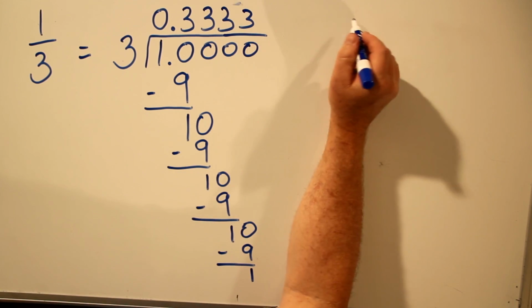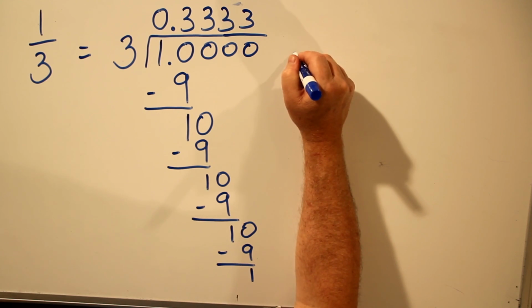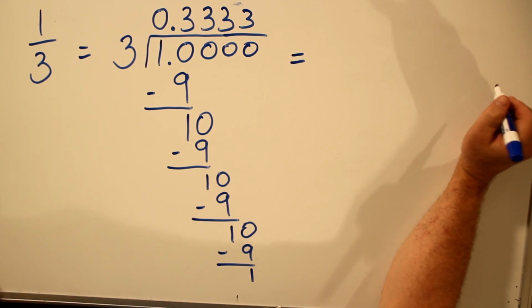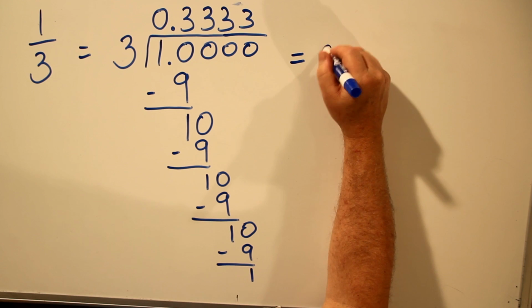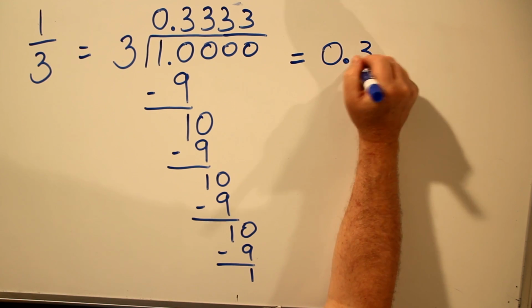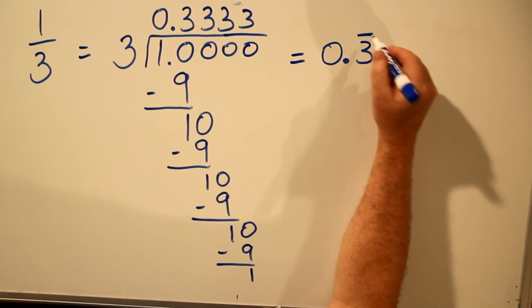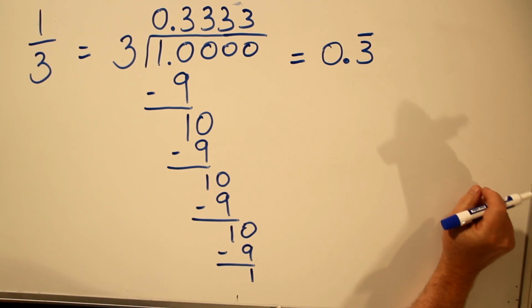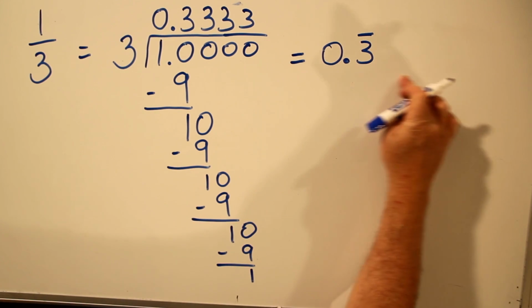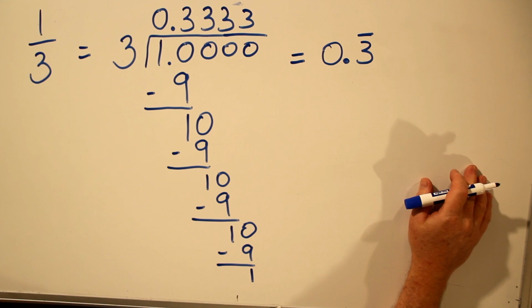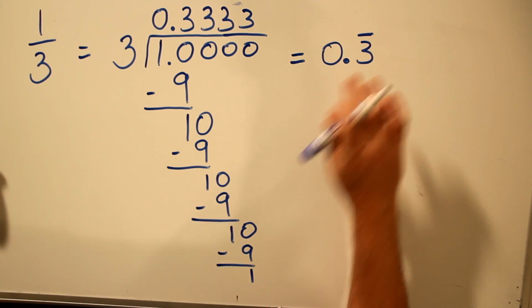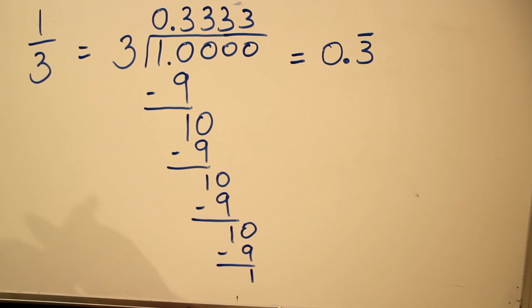0.33333333 forever. And how we can write that so that we don't have to write a long string of 3's is we write our 3 with a bar over it, and the bar means the 3 repeats. So that means 0.333333 on as far as it goes. And that's what a repeating decimal looks like, and that's the notation for a repeating decimal.